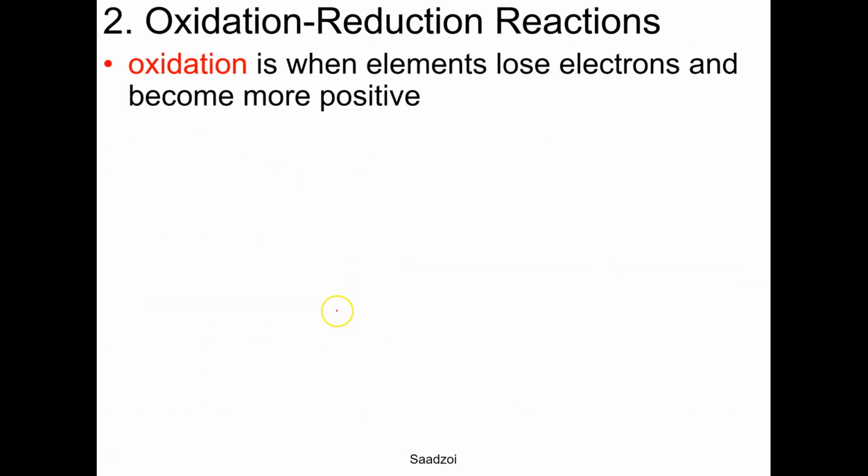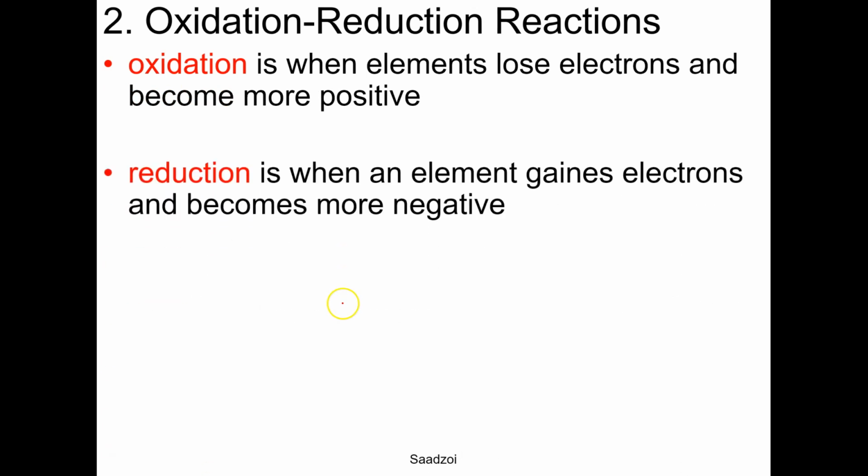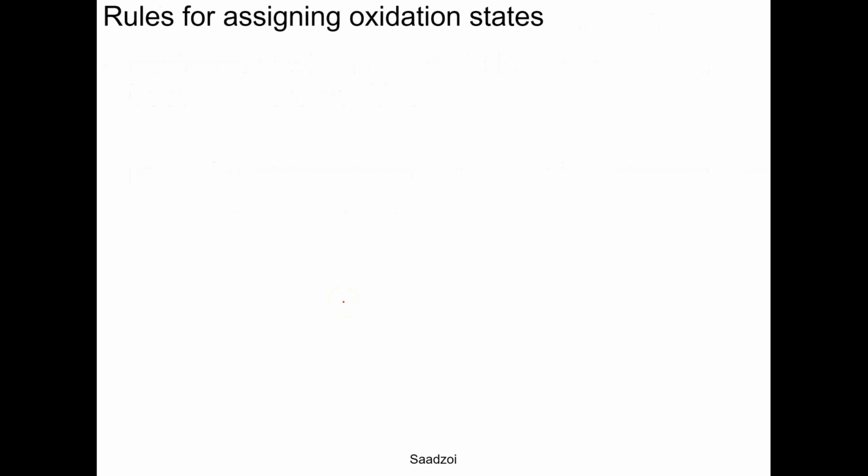All right, oxidation reduction reactions. Oxidation is when elements lose electrons and become more positive. Reduction is when an element gains electrons and becomes more negative. What does that mean in English? Well, best way to know is to take a look at it.